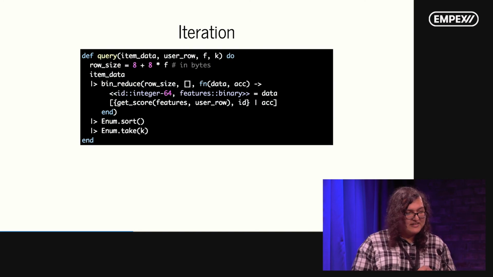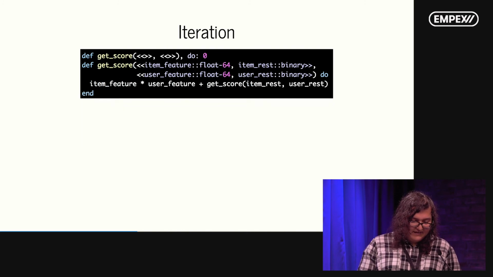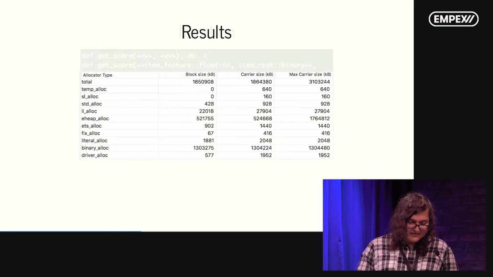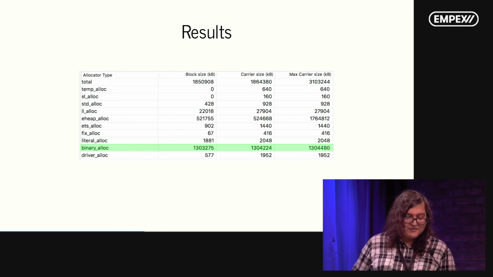And now our query looks like this. We have our item data and our user row as binary data instead of lists of data. And we can map to the get score, still sort, still take the top k. And our get score method also looks a little different now because we're iterating through binaries. But the pattern matching works basically the same way. And here's our results. As you can see, our space reduction has gone down by a factor of 4. So that's nice. That's what we're going for.